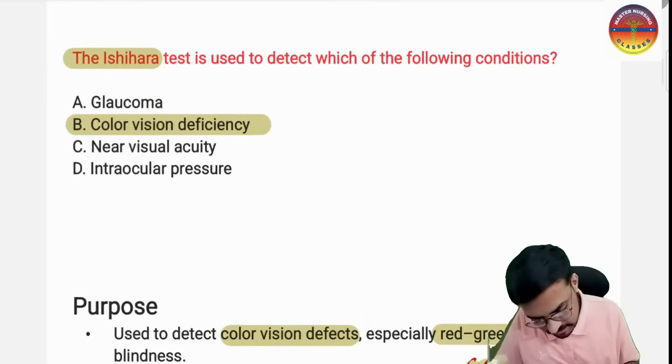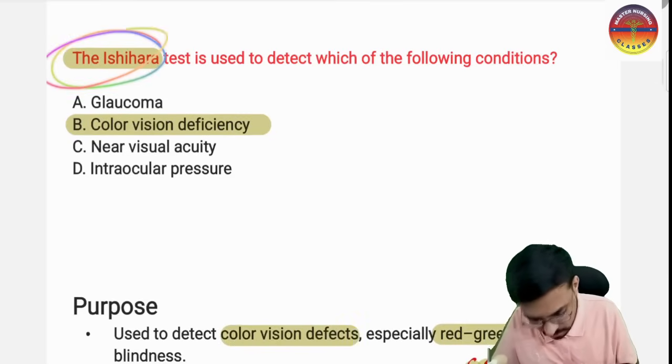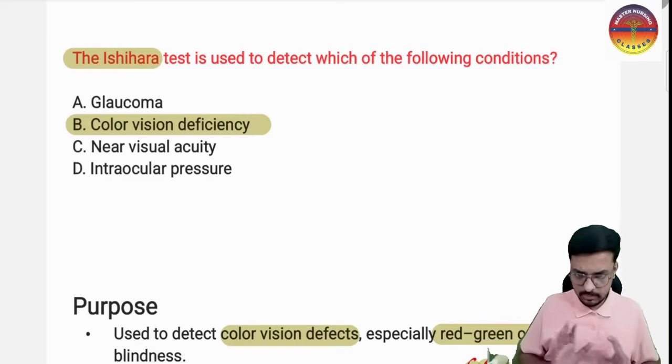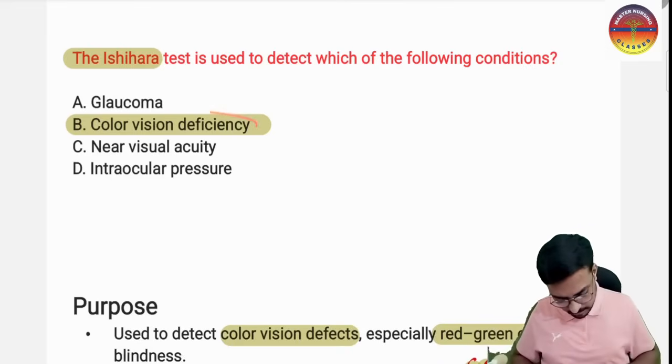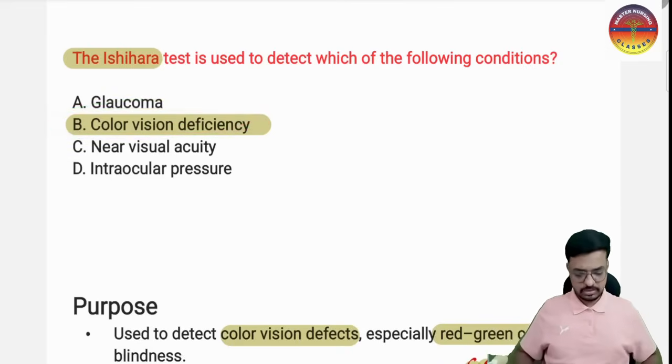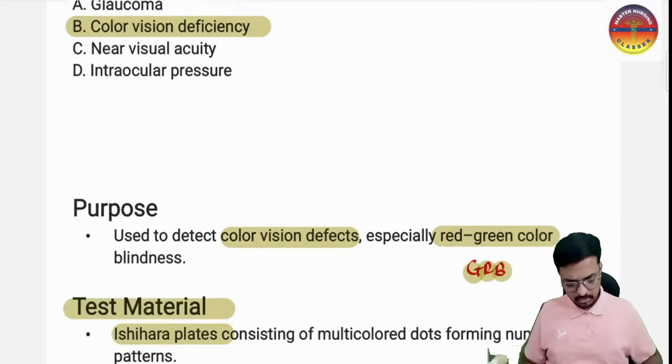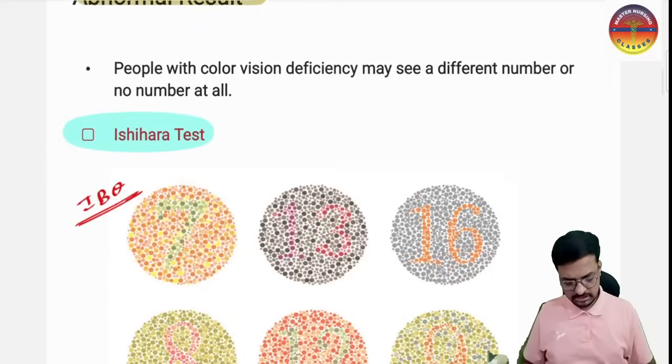Okay, and next comes the question on the Ishihara test. So this was the Ishihara test. What purpose have we used it for? So this one we used for the purpose of color vision deficiency identification. Okay, so that is what I told. So we are going to give different color coded plates. This is called the Ishihara plates.